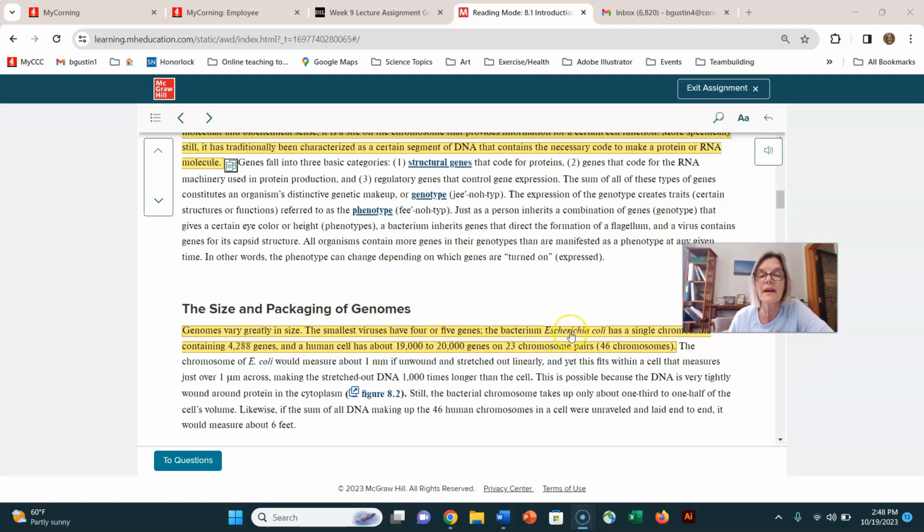Here it tells you the bacterium E. coli has 1 chromosome and a little over 4,000 genes. Compare that to a human cell that has 46 chromosomes, 23 pairs, or about 19 or 20,000 genes. So you can see the more complexity in the organism, the more proteins they need for that organism to function. So they're going to need more DNA, a bigger genome, as well as more genes.